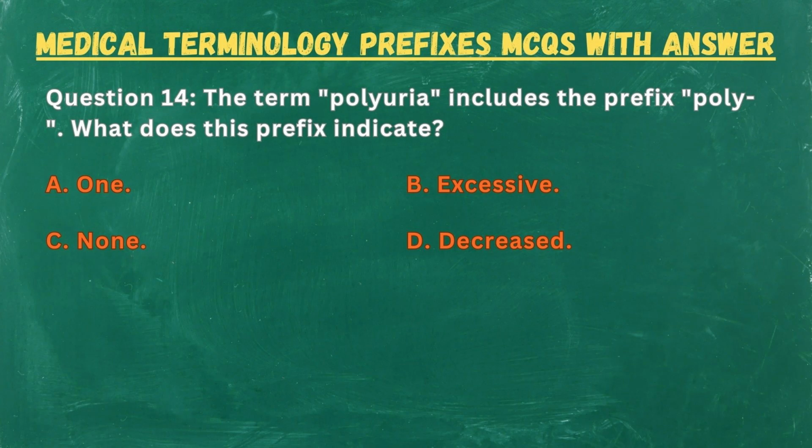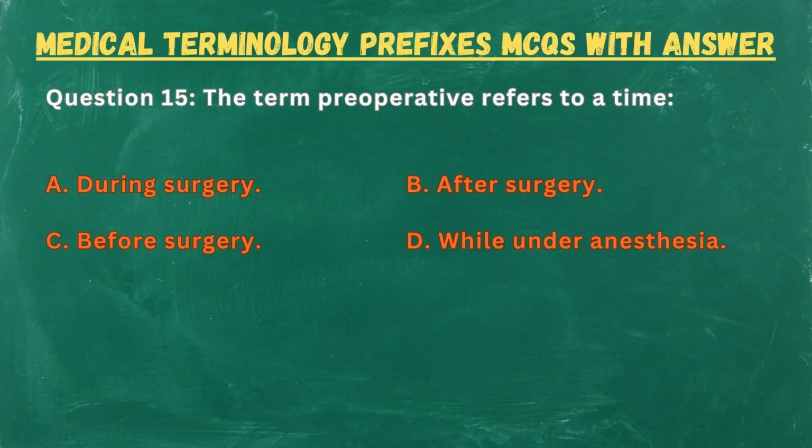Question 14. The term polyuria includes the prefix poly-. What does this prefix indicate? A. One. B. Excessive. C. None. D. Decreased. Answer: B. Excessive.